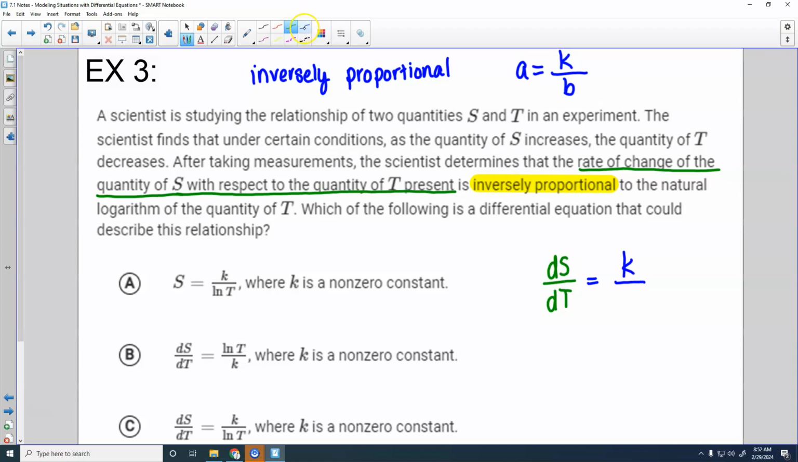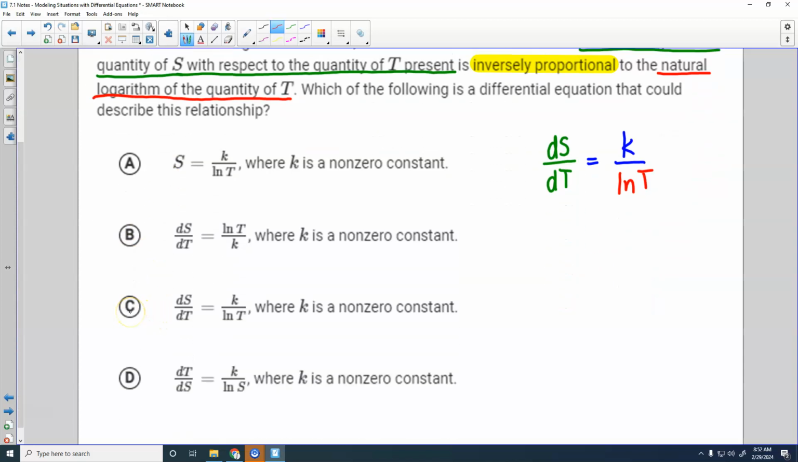And then we've got K divided by, let's see, inversely proportional to the natural logarithm of the quantity of T. What's that going to be? Natural log of T, right? And then we will look to see which one matches, and I think Liam already said it. That is going to be C. You're probably right. Yep. Well, B is dS/dT, but we already kind of threw that out because the K was on the bottom. Yeah. All right.